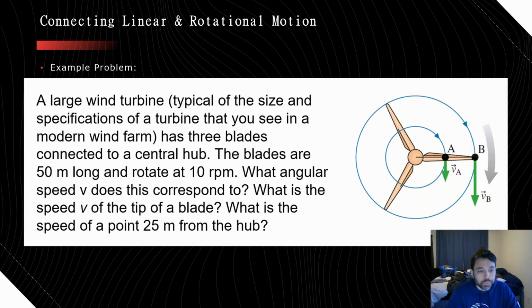All right, let's try an example problem. A large wind turbine, typical of the size and specifications of a turbine that you see in a modern wind farm, has 3 blades connected to a central hub. The blades are 50 meters long and rotate at 10 RPM, that's revolutions per minute. What angular speed does this correspond to? It should be angular speed omega, the formatting is weird. And then what is the speed v at the tip of the blade? What is the speed of a point 25 meters from the hub?